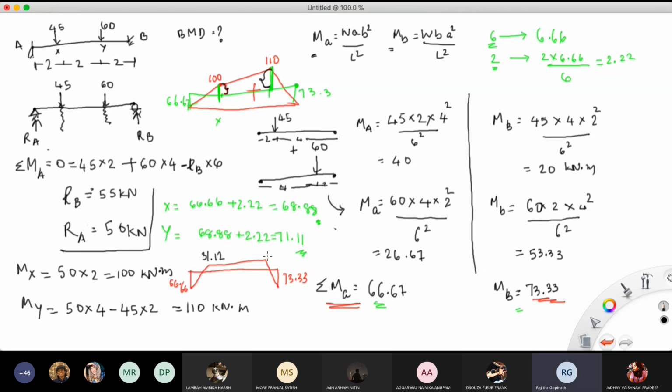Okay, यहाँ पर क्या है, the positive is 110 minus negative कितना है 71.11. So 38.89. So this will be 38.89. Okay, so this is my final BMD, which is, this is plus and this is negative. This is also negative. ठीक है? Okay.